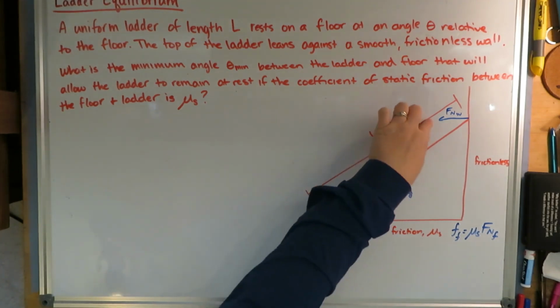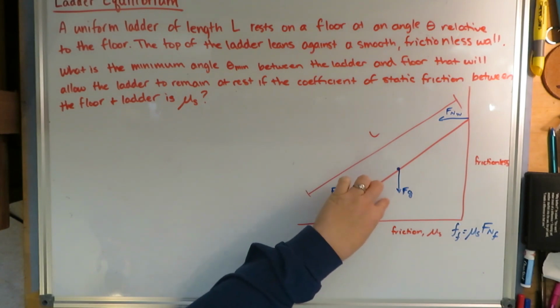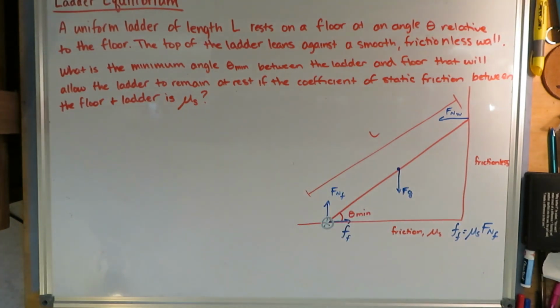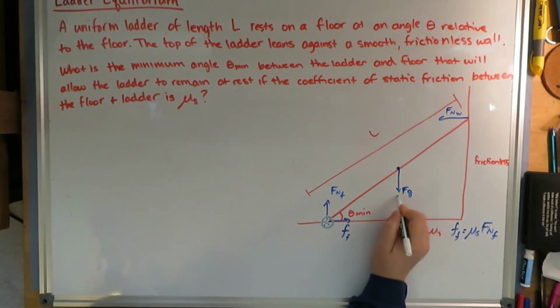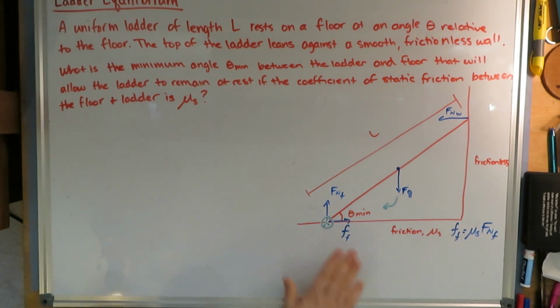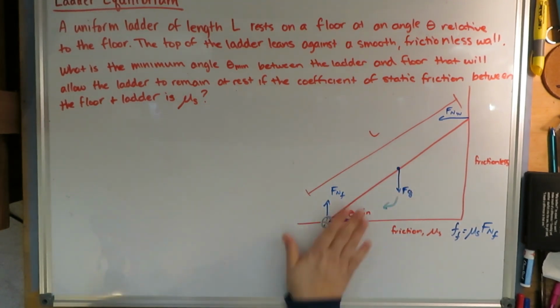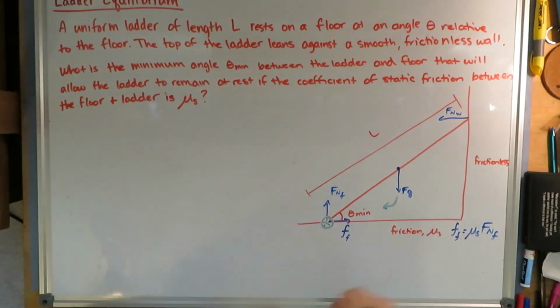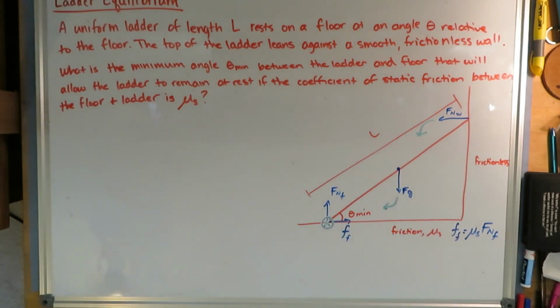So that means the torque due to the normal force with the wall has to exactly equal the torque due to the gravitational force, because this one would cause a torque in that way, because if I do something like that, that's going to cause a rotation in the opposite direction. So that's where I'm going to choose my axis of rotation.